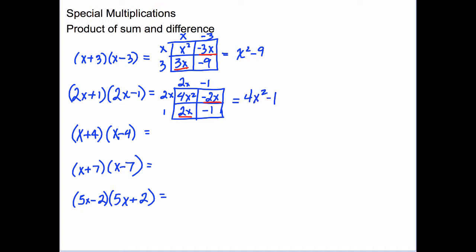So what you may notice is that when you have a product of a sum and a difference, that's simply the square of the first term minus the square of the second term. Now I'd like you to work out the following 3 examples. Stop the video, do the work in your journal, and then restart the video to see the answers.